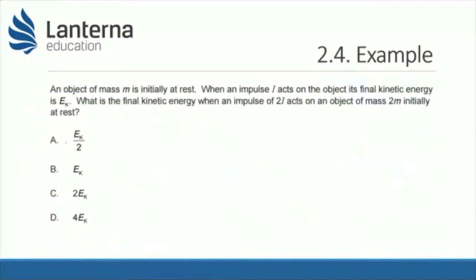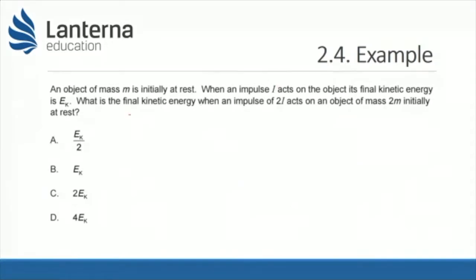Finally, an object of mass m is initially at rest. When an impulse I acts on the object, its final kinetic energy is Ek. What is the final kinetic energy when an impulse of 2I acts on an object of mass 2m initially at rest? These questions always come up, and they're normally the ones that get the worst overall result from all candidates, because they give you lots of information, lots of calculations, and it's not always obvious what you actually need to find. So let's see how I can relate the impulse.